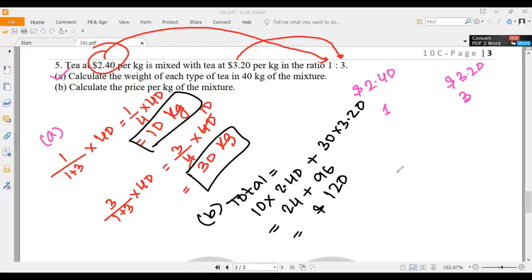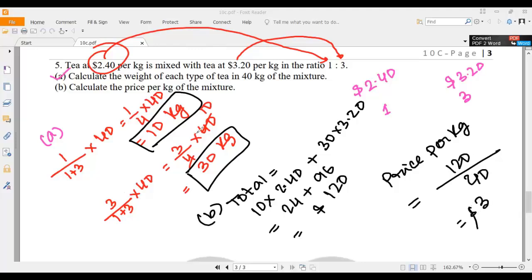Now we need to find out price per kg. So price per kg will be 120 by 40. That means $3. Okay, so price per kg of the mixture will be $3. I hope you understand these questions properly.